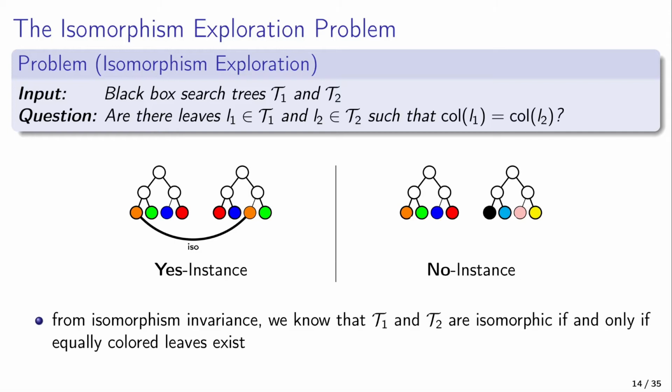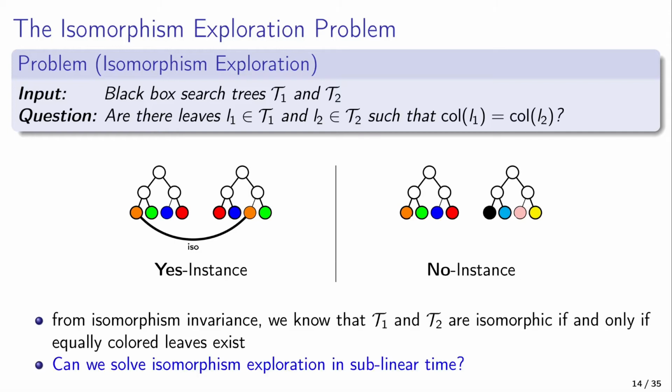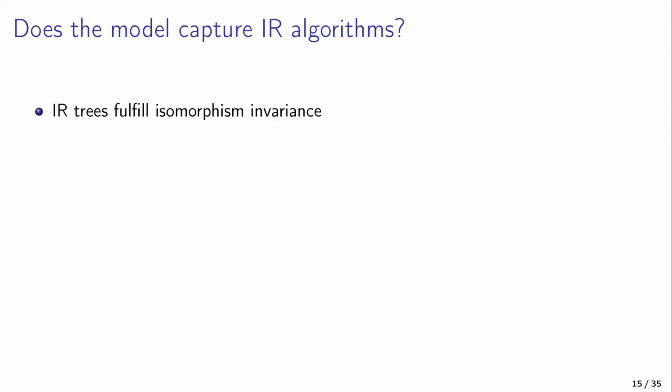So the question becomes, can we solve isomorphism exploration in sublinear time? But before we answer that, we should have a look back at IR algorithms to see whether the model is actually any good and whether the question is actually a good question. Since I skipped the part where I explained the IR paradigm in all of its detail, I will just try to give the main points of how the model actually captures IR algorithms.